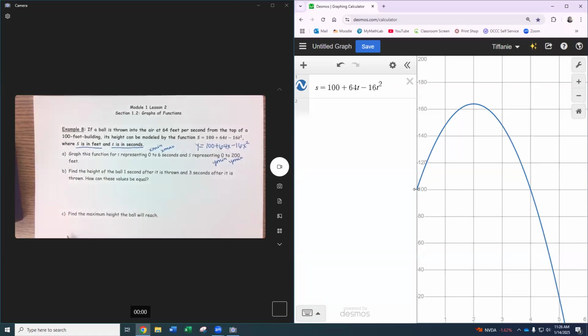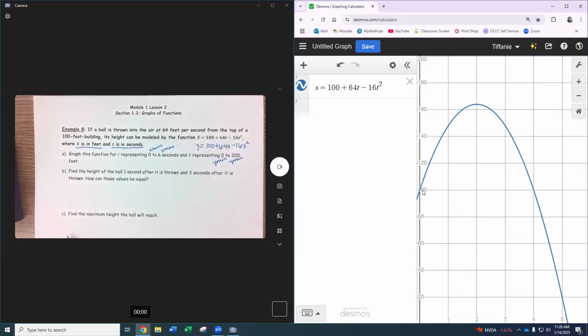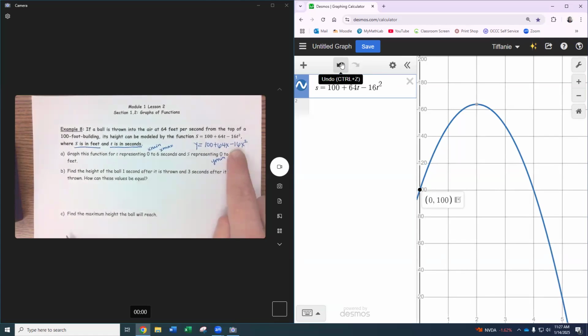And so you can see here, I have a Y axis of 100 because that's where it's starting. So it's starting on this 100-foot building. It's going to go up and it's going to go back down. Now, this negative 16 X or T squared represents why it goes back down.